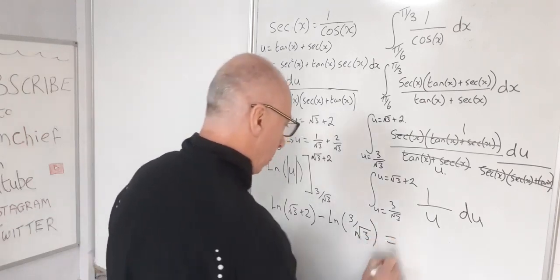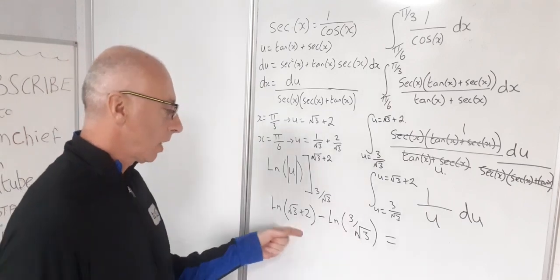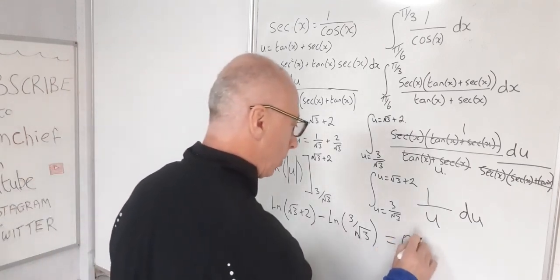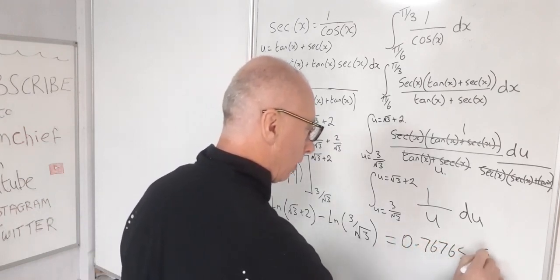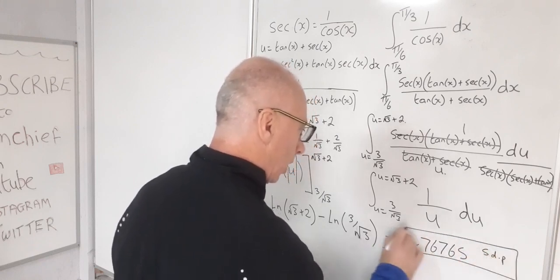Now we can plug this into our calculator and get an approximate value. Let's give it to 5 decimal places. That will give you 0.76765, 5 decimal places. And that will give us the answer.